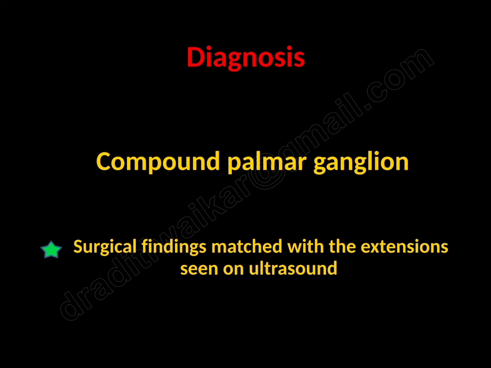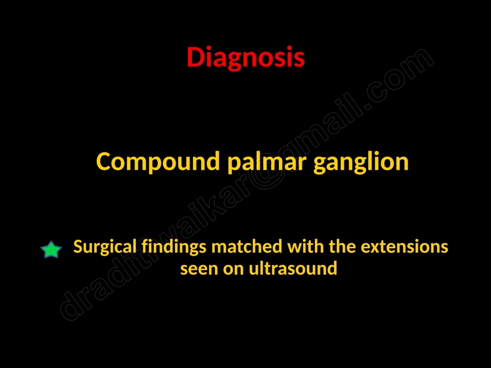So the diagnosis was compound Palmar ganglion, and the surgical findings exactly matched with the extension seen on ultrasound. So the ultrasound could provide the roadmap for surgery, and more importantly, what I said, there was a small extension of this cystic lesion deep to the FCU tendon. On surgical exploration, this extension was not directly seen.